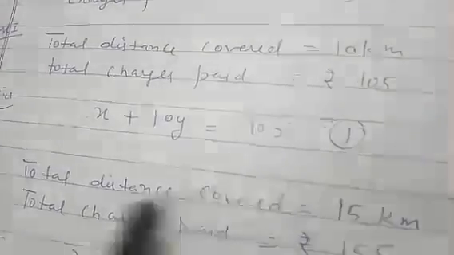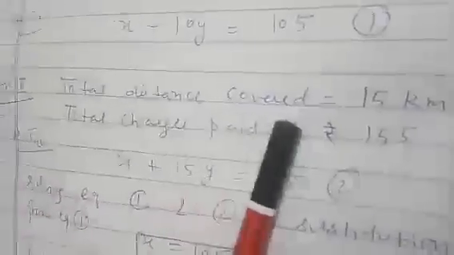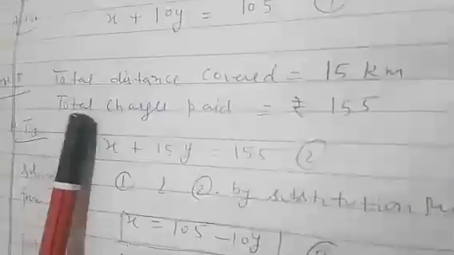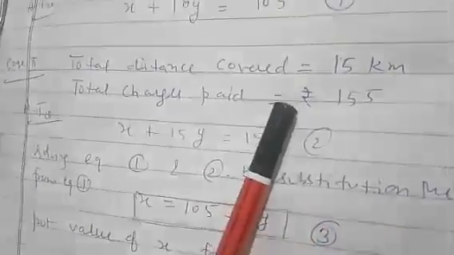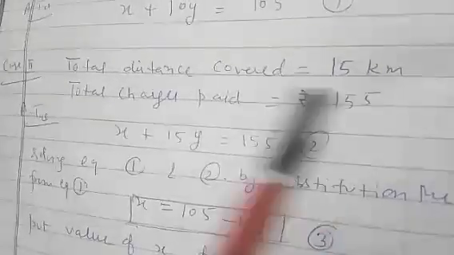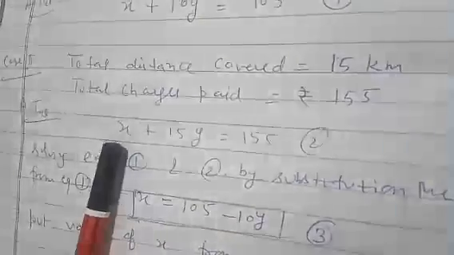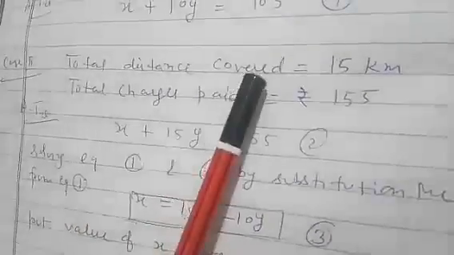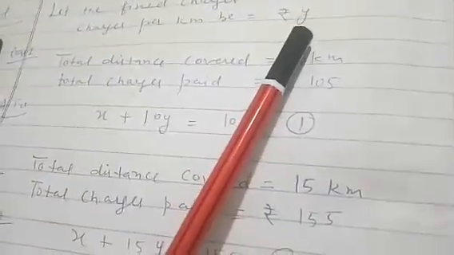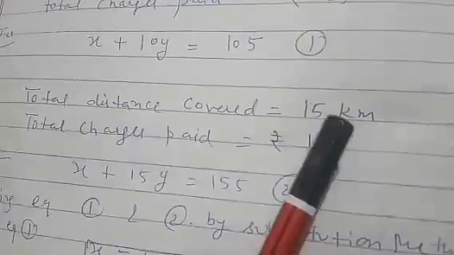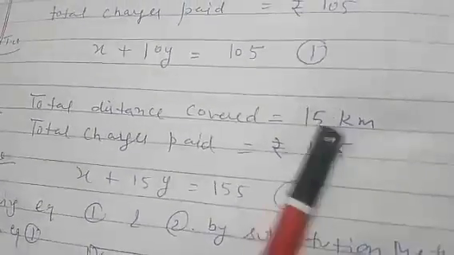Similarly, in second case, it is given total distance covered is 15 km and the total charges for covering this distance is rupees 155. So how to frame the equation? Again, as the charges are given in two ways. One are the fixed charges and one are the charges per kilometer. So here X represents fixed charges. Then charges for 1 km is Y rupees, we have assumed above. But here distance covered is 15 km. So charges for 15 km will be 15Y.